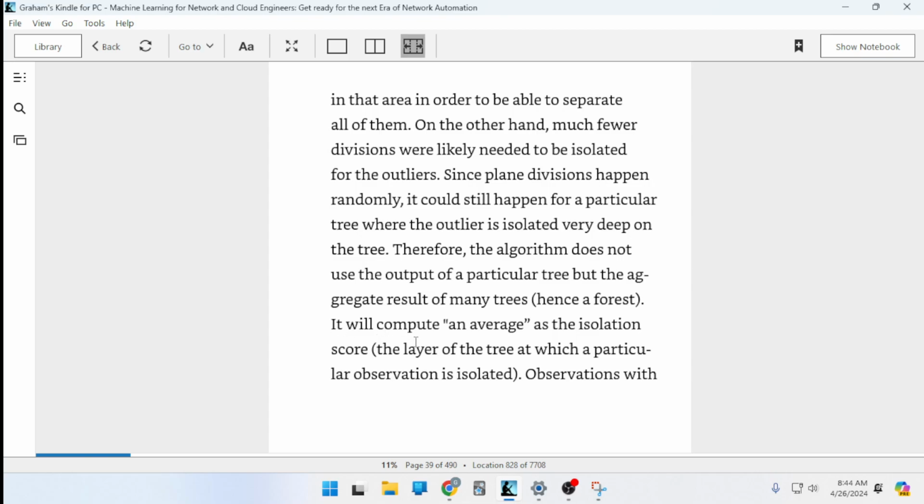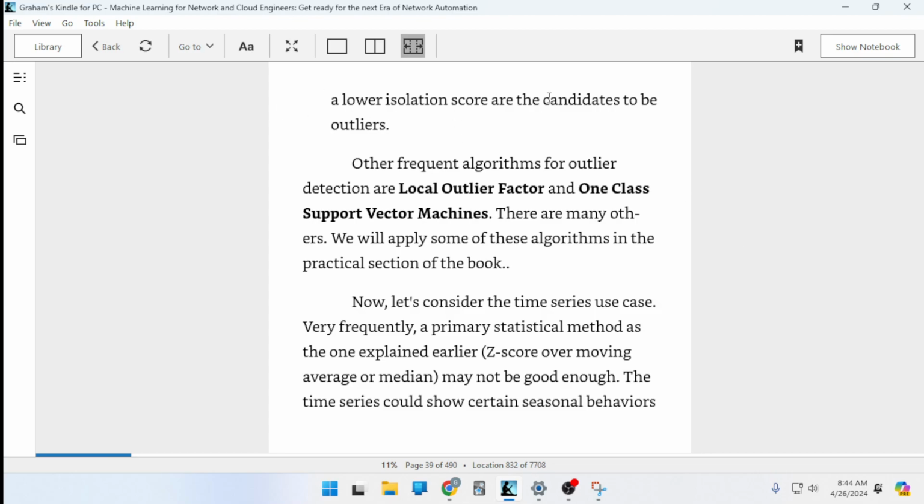It will compute an average as the isolation score, the layer of the tree at which a particular observation is isolated. Observations with a lower isolation score are the candidates to be outliers. Other frequent algorithms for outlier detection are local outlier factor and one-class support vector machines. There are many others. We will apply some of these algorithms in the practical section of the book.